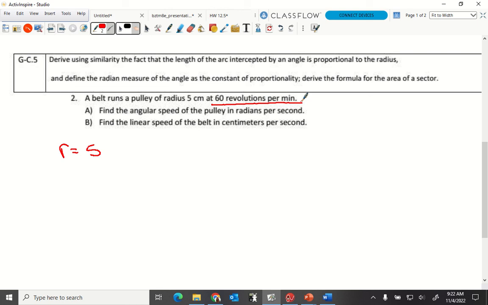Every revolution is how much? 360. Not 360 because we're in radians. 2 pi. Every revolution is 2 pi because we're talking about radians. So if there is 60 of those, that means I'm going to have how many? 120 pi, and that's going to be radians per minute.